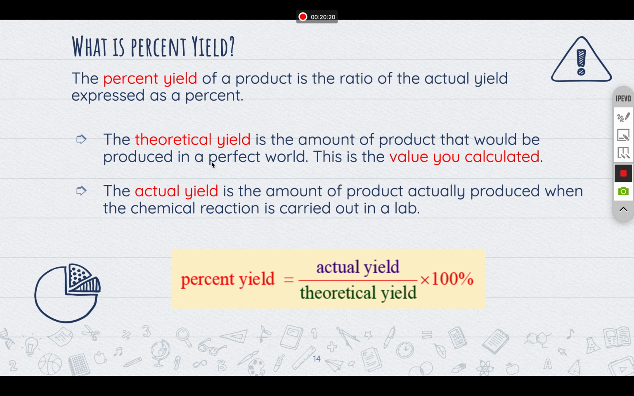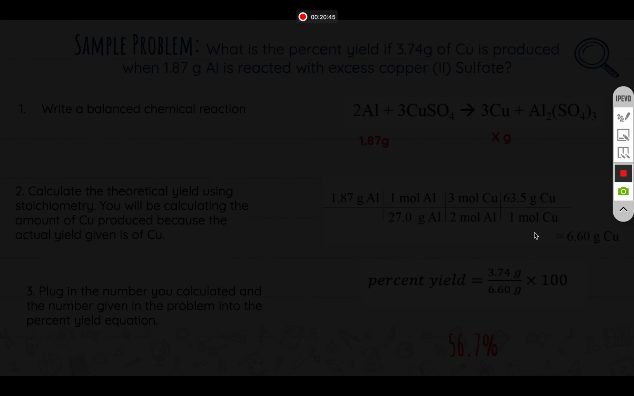Theoretical yield is what you calculate. The actual yield is what you get in a lab, or it should be given to you. So it's actual yield divided by theoretical yield times 100. It's very simple. You just have to remember what to put on top and what to put on the bottom, and that's pretty much it. You usually will not get 100% yield, so that's normal.